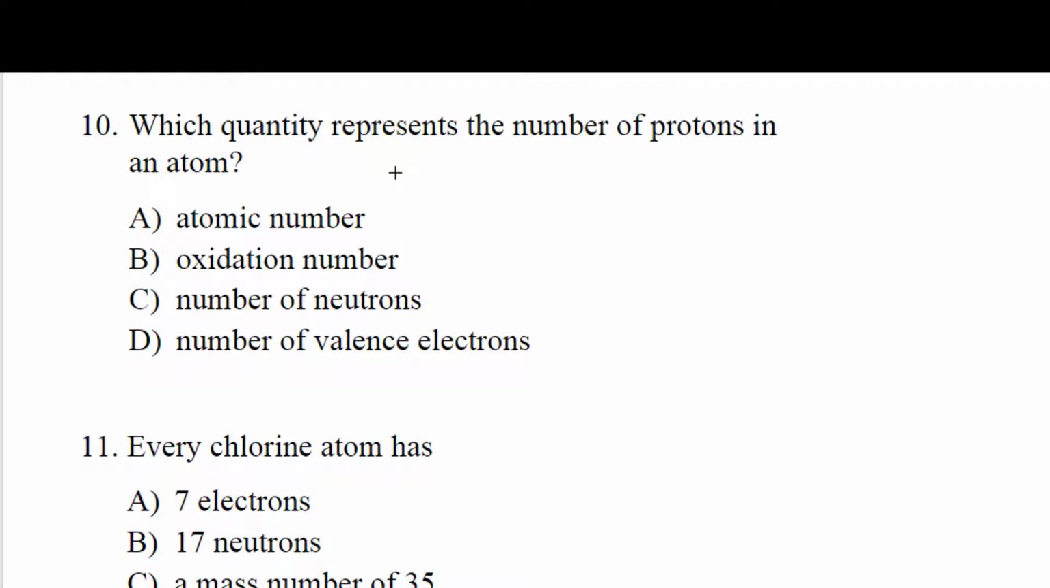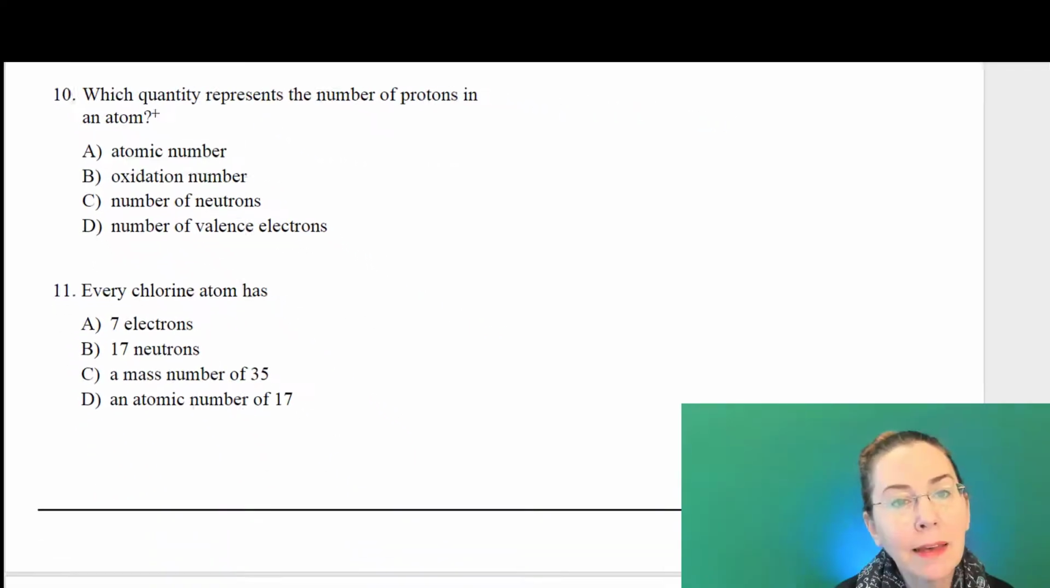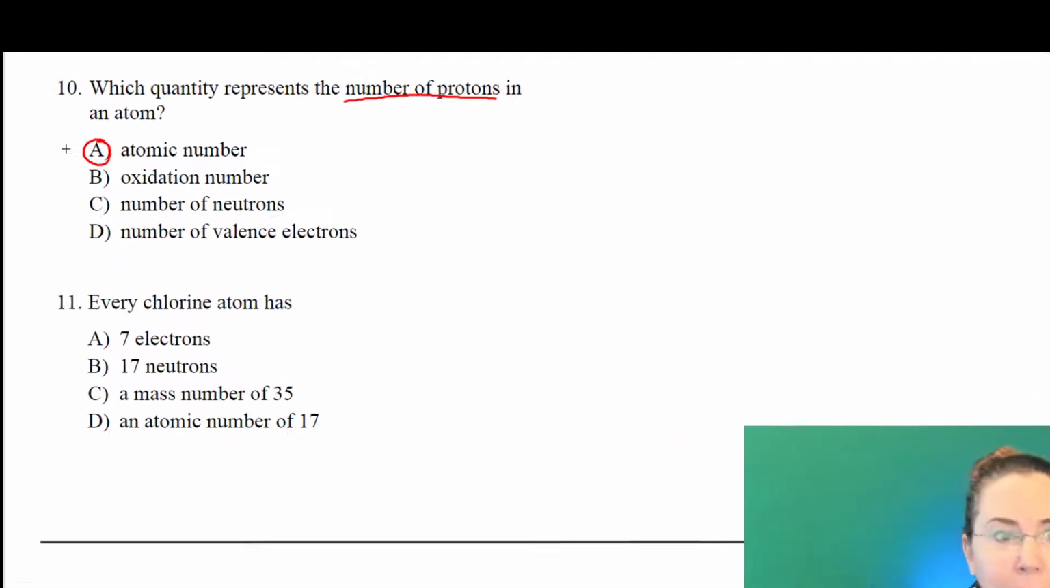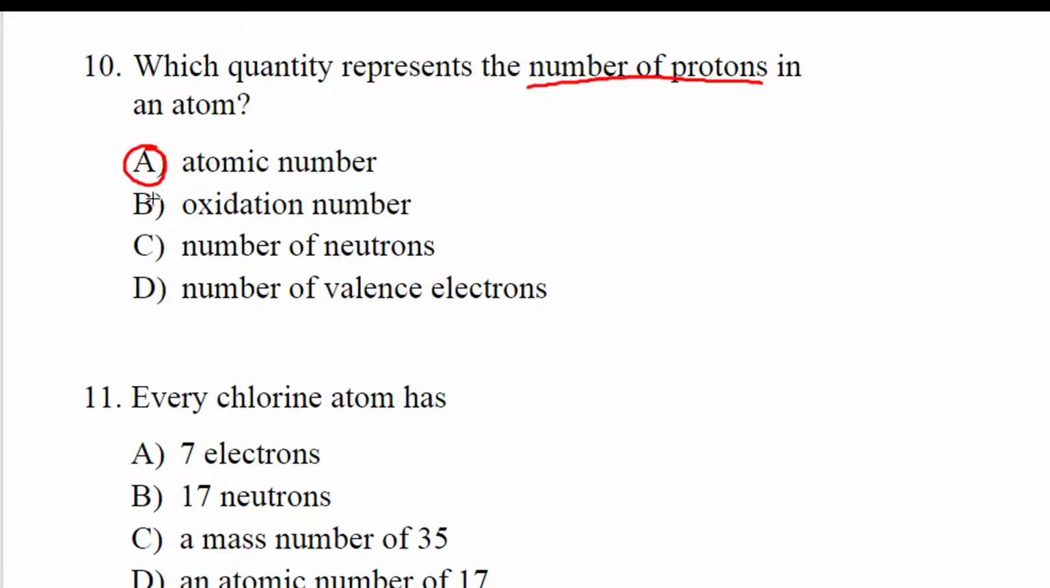A, atomic number, B, oxidation number, C, number of neutrons, or D, number of valence electrons. Now, this is one of those things you just really need to know. It is one of our top 10 facts about the atom. In fact, if you ask me, it is the fact that the number of protons in your atom is always your atomic number. That is kind of like the ID number for the element. It is how we are defining those elements in terms of a number. Now, you can get to neutrons from the atomic number, but it is the number of protons that is the atomic number. No ifs, ands, or buts about it.